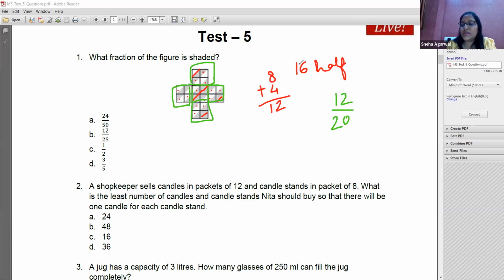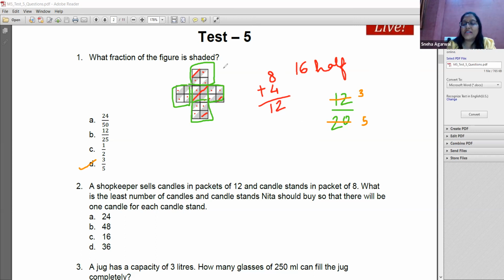Now you can reduce this to the smallest form, right? So how do we reduce? We cancel both numerator and denominator by the same number. We divide the numerator and denominator by the same number. So let's divide. 4 threes are 12 and 4 fives are 20. So what will be the answer? 3 by 5, right? Got it?